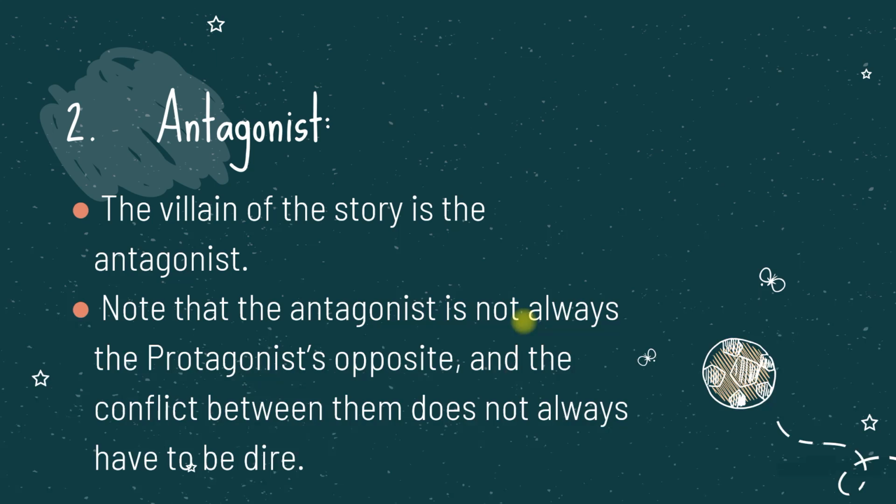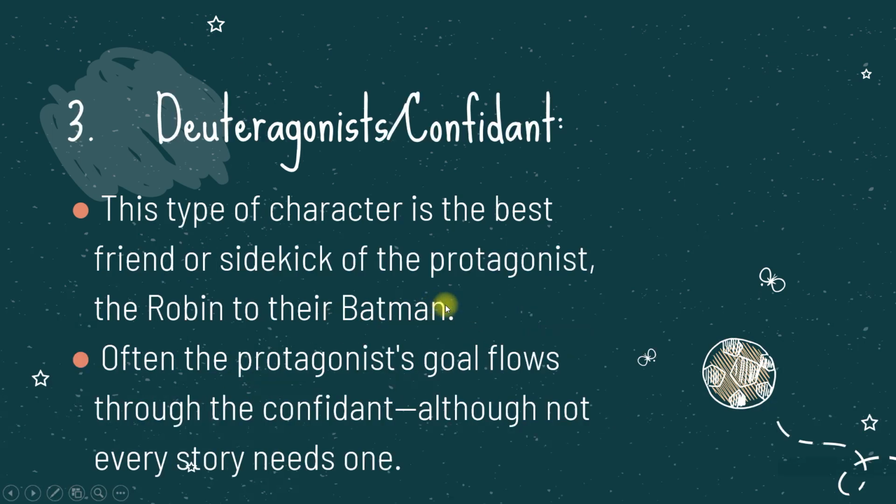in any way, he never wishes anything bad to happen to Elle. It's just that their goals didn't align with each other. So that's what an antagonist is. Someone whose goals are not aligned with your protagonist, which creates conflict and then drives the story forward. Okay? So next po, we have the Deuteragonists or the Confidants.